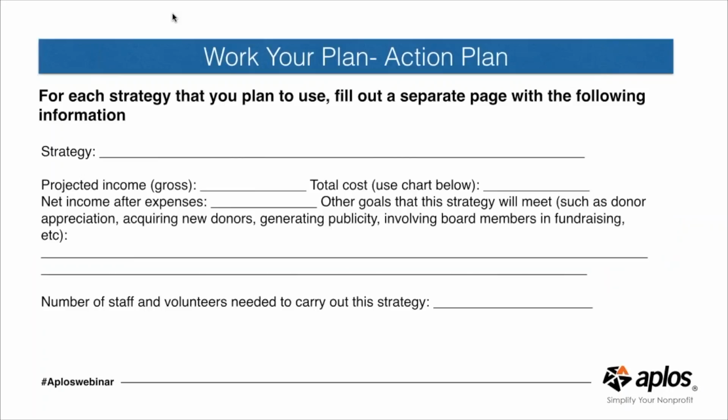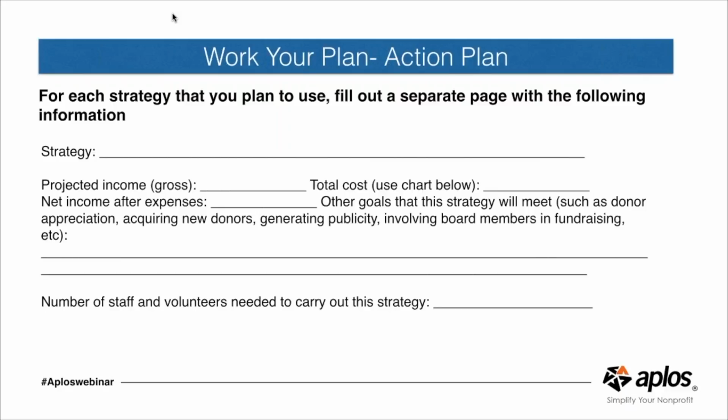All right, so let's work that plan. So you've got the plan in place, and now we get into an action plan. For each strategy that you plan to use, I would fill out a separate page with the following information. And again, you can format that. This isn't about format. This is about the information on the page. And I'm sure you can create a different looking form that works for you.